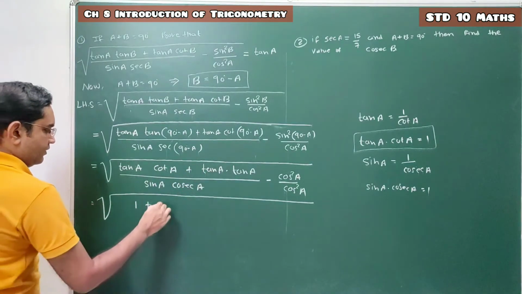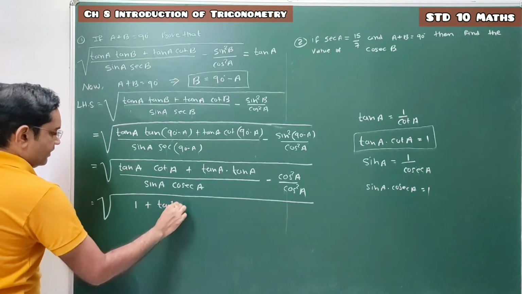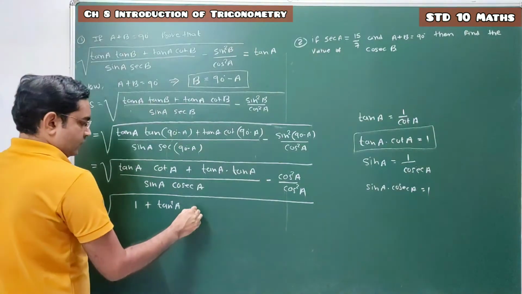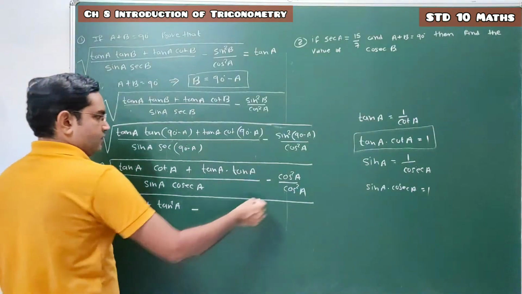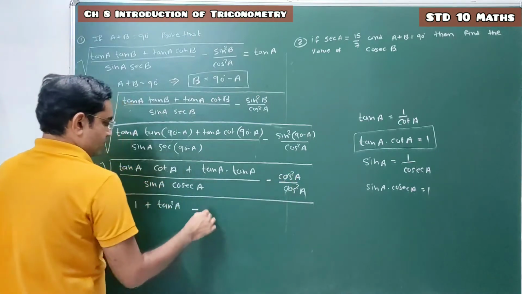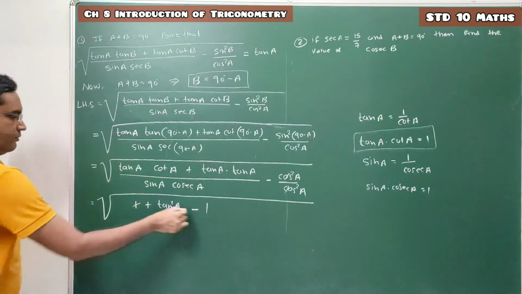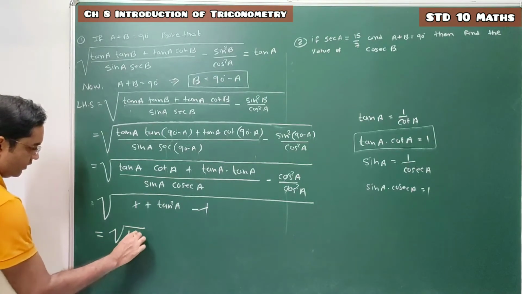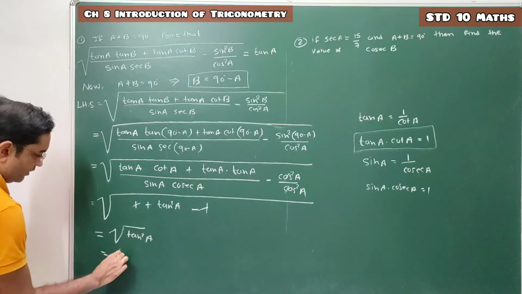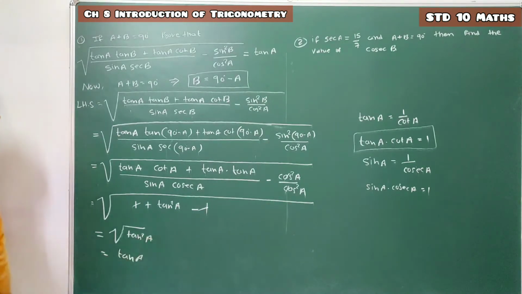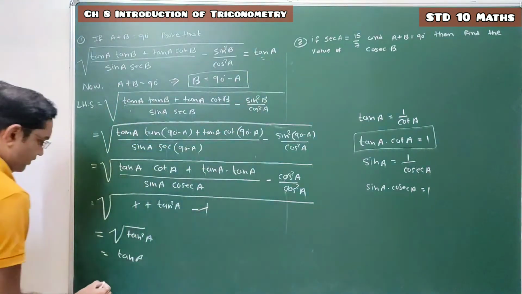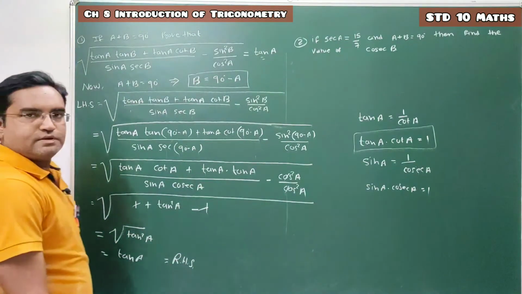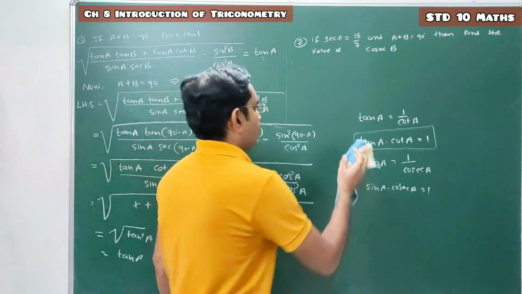tan A into tan A, 1 plus tan square A, and whole divided by sin A into cosec A, which is 1. So we don't write 1 in the denominator. Minus this cos square upon cos square, 1, so 1, and here plus 1 minus 1 cancels, so it's square root of tan square A, and square root of tan square A is tan A, that we had to derive. So this is our right hand side. Clear? So this is how you can solve based on complement of angles.